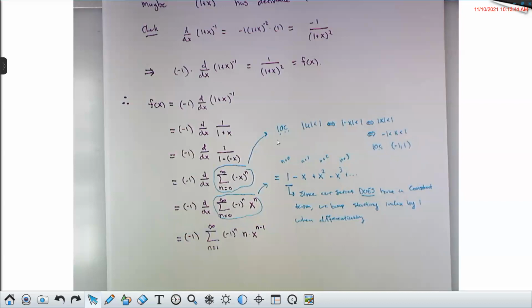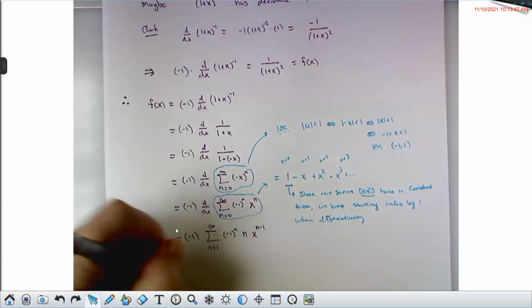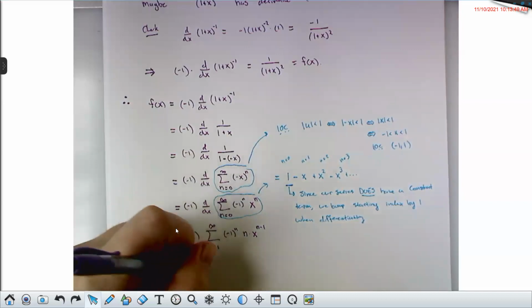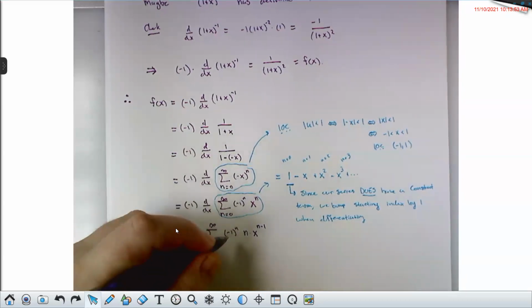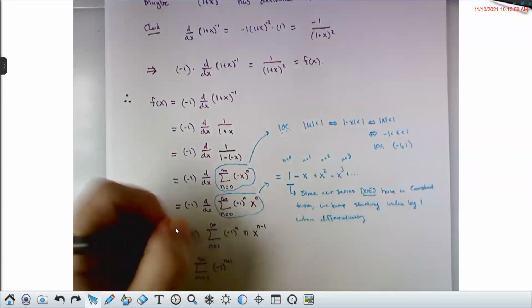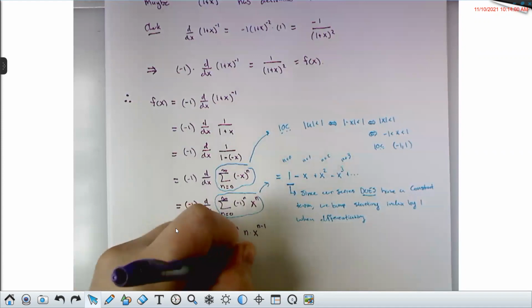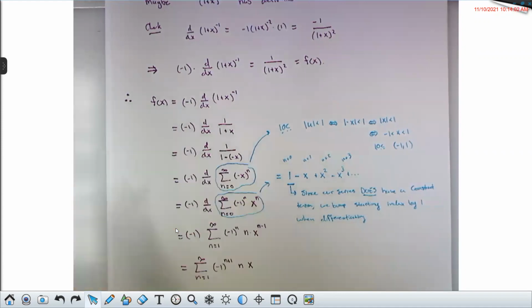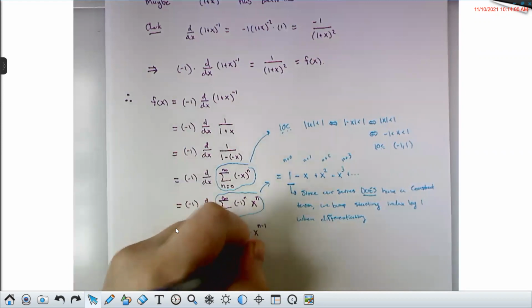But you're correct, Julian, that it's possible we lose endpoints. All right, we're very, very close to being done. The only thing we need to do now is to move that negative 1 inside. Negative 1 times negative 1 to the n is negative 1 to the n plus 1. So the power series we're looking for is sigma n from 1 to infinity, negative 1 to the n plus 1, n x to the n minus 1.